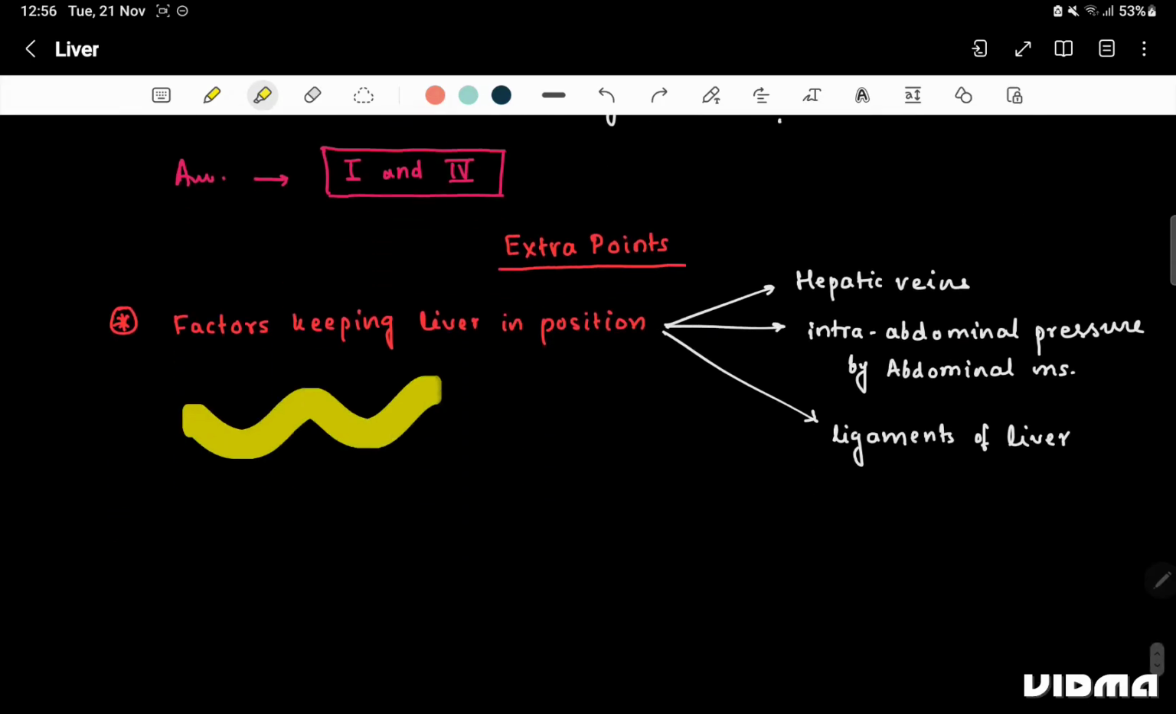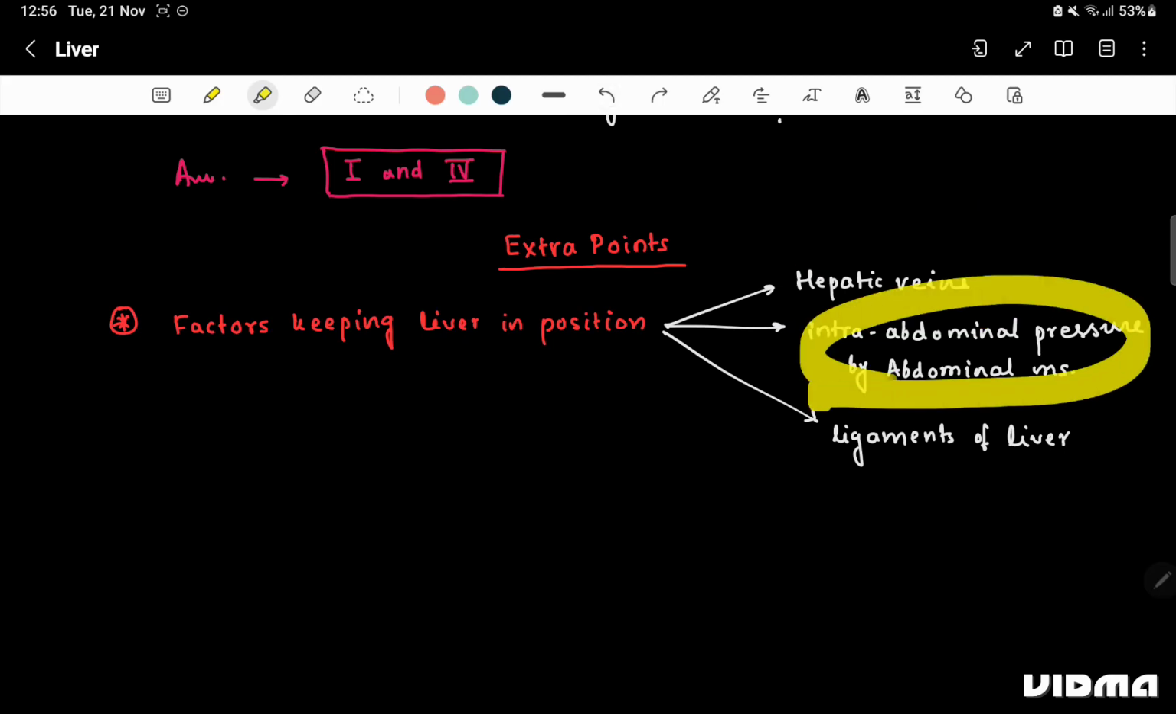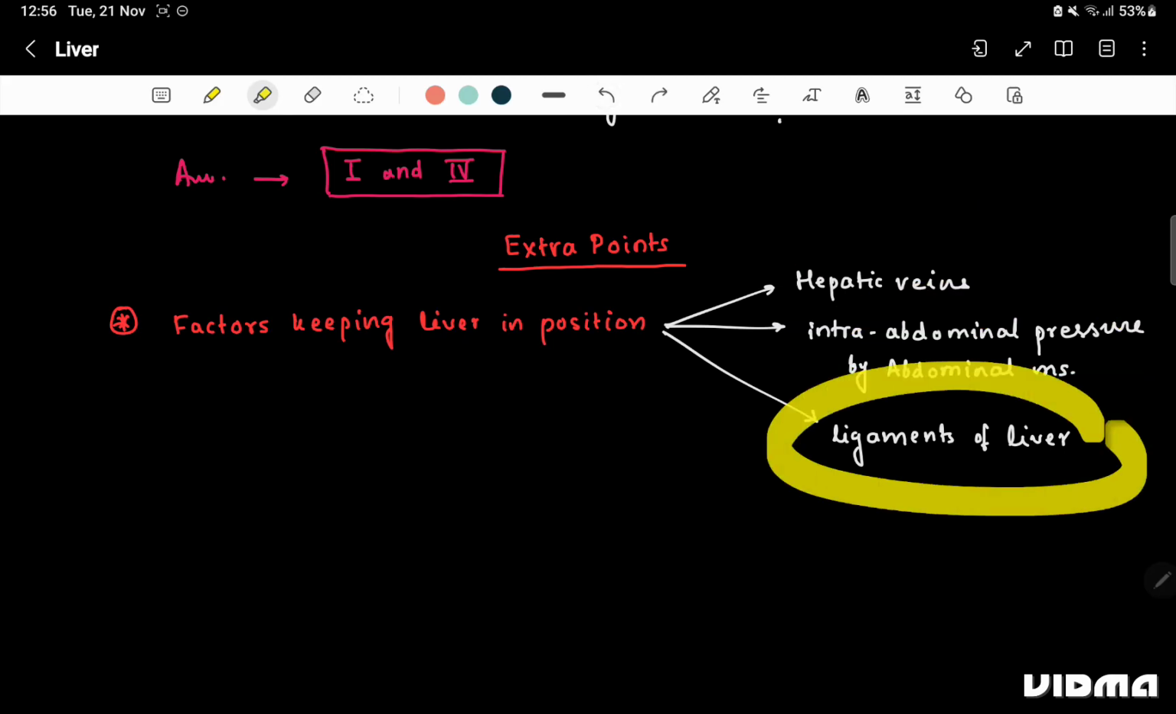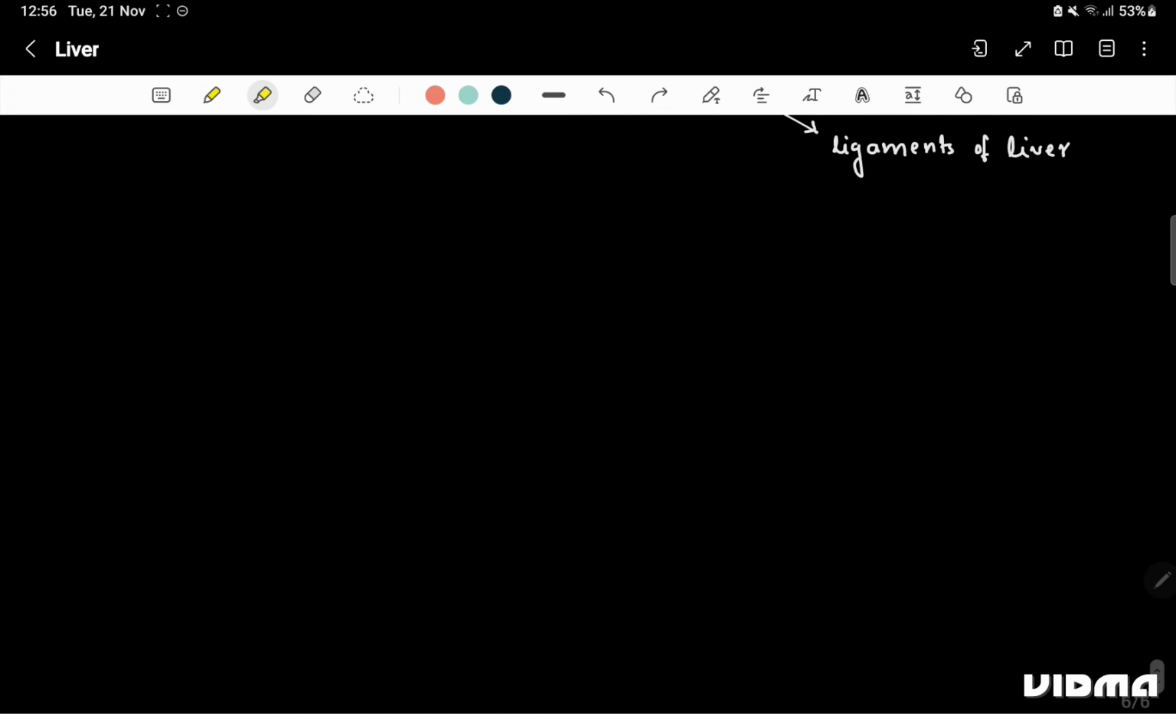Extra points: the factors keeping the liver in position are your hepatic veins. Hepatic veins are keeping it in position. The intra-abdominal pressure by abdominal muscles and the ligaments of the liver are also keeping the liver in position. So that completes your liver. Let's move on to the next.